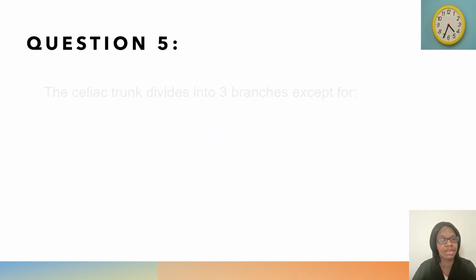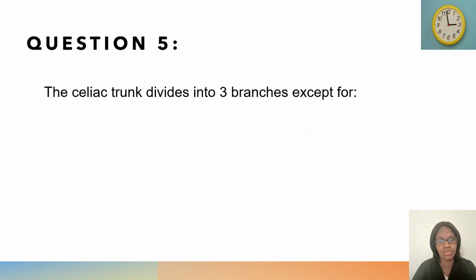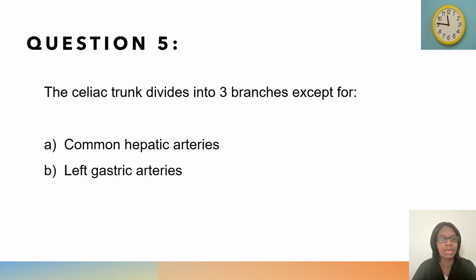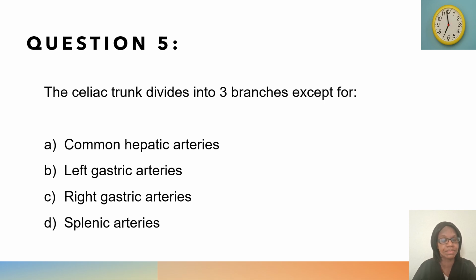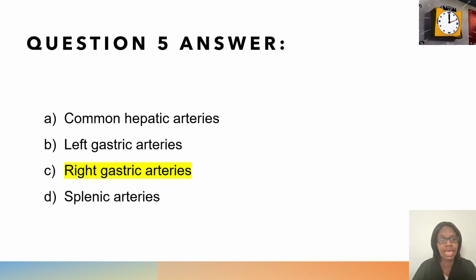All right, question 5. The celiac trunk divides into three branches except for A, common hepatic arteries, B, left gastric arteries, C, right gastric arteries, or D, splenic arteries. All right, the correct answer is C, right gastric arteries. So the celiac trunk only divides into the left gastric artery, common hepatic artery, and splenic arteries. So make sure that you know that information.